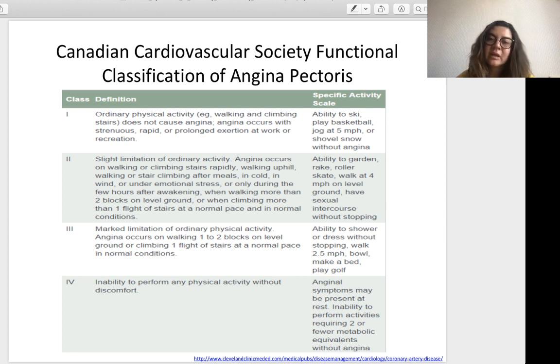And fourth, the last functional class and the most severe. It is inability to perform any physical activity without discomfort. And what about specific activities? Anginal symptoms may be present at rest. It is inability to perform activities requiring 2 or fewer metabolic equivalents without angina.